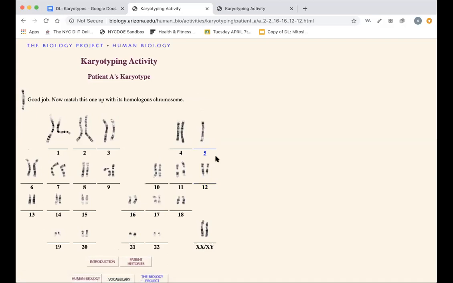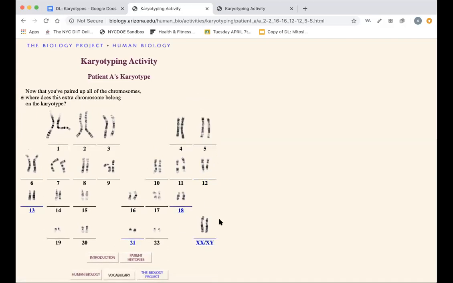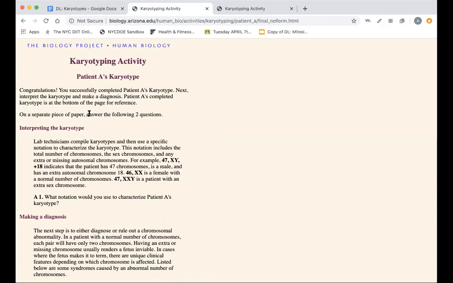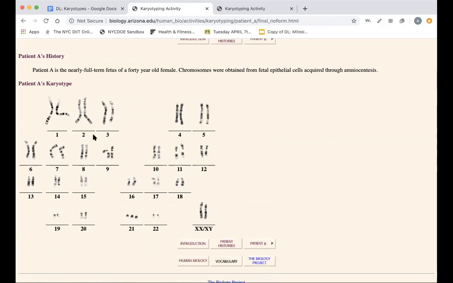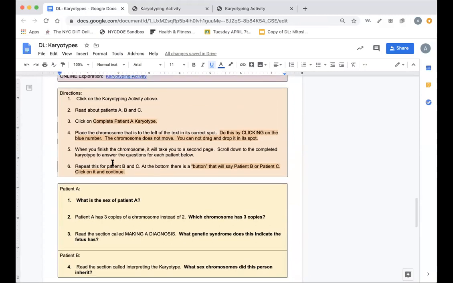This actually, once you get started, probably doesn't take long. Now you're like, hey, this is the complete set. There's one more chromosome here. So don't forget that. So this is 21. So you have interpreting the karyotype, making a diagnosis, and then they have an image of this karyotype again down here. All right, so you want to make sure you always scroll down.